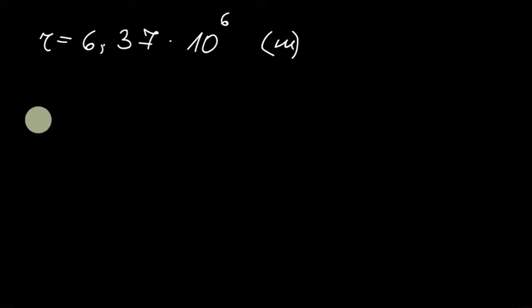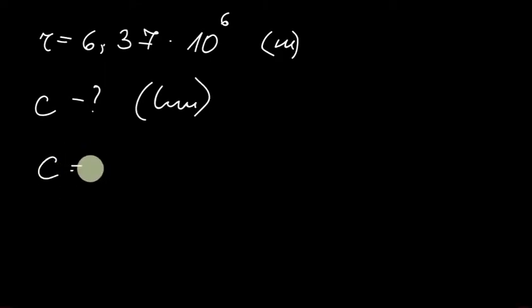So, consider the following. The Earth has a radius r that is equal to 6.37 times 10 to the power of 6 meters. Now you are asked to find its circumference in kilometers. In kilometers, okay? Don't forget it. So, we know that the formula to find a circumference is 2 pi times radius. So now we could simply put our numbers here.